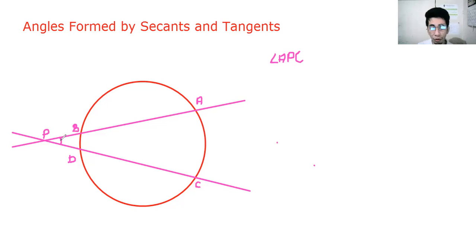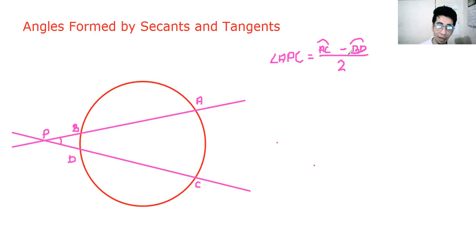Para malaman natin kung how many degrees angle APC is, ganyan lang din. Kung kanina, kapag nasa loob, pinag-plus natin. Ngayon naman, pag nasa labas, ipagma-minus natin. Half lang din natin siya. Divide natin siya over 2. Then, ipagma-minus natin. Arc AC minus arc BD. Then, divide it to 2.